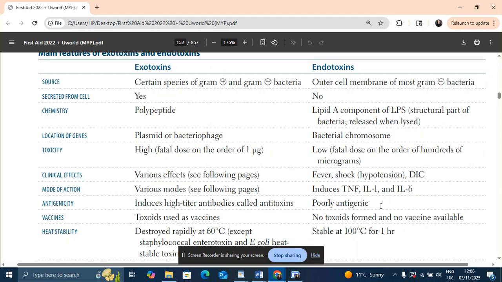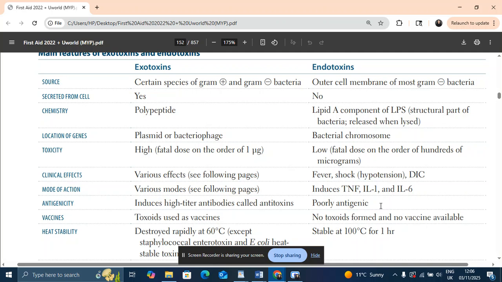The immune system does not get activated as much as it does by exotoxins, and the body does not produce antitoxins against endotoxins. Exotoxins are highly antigenic. They have high antigenicity because the body starts producing antitoxins against exotoxins as compared to endotoxins.